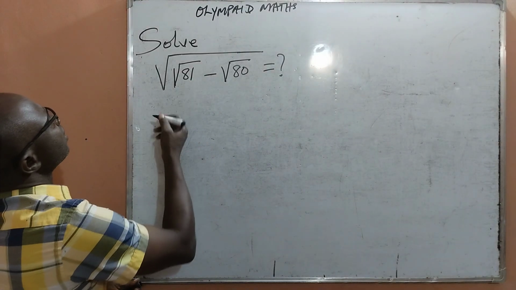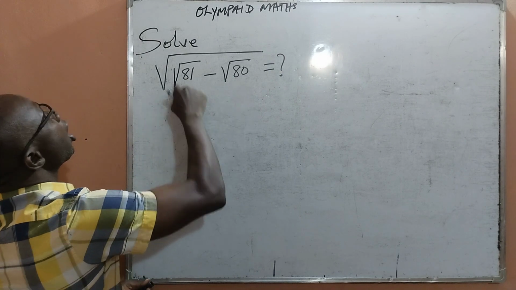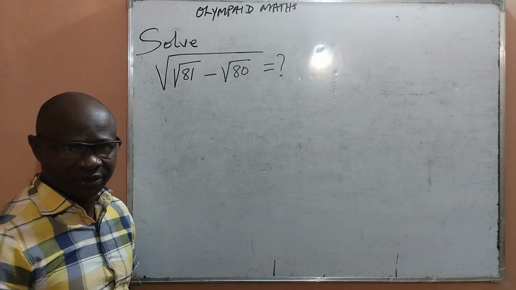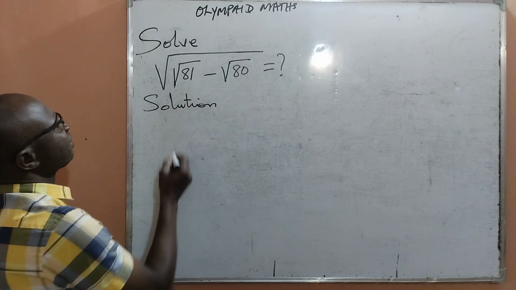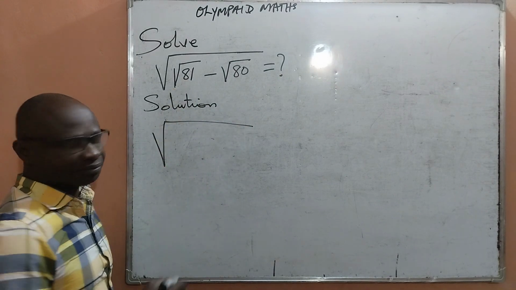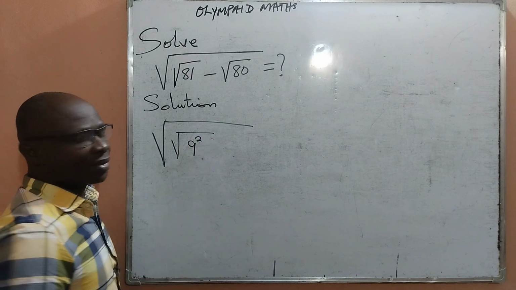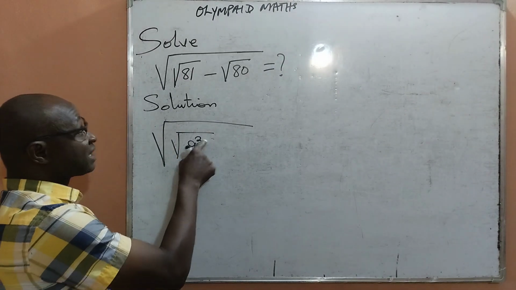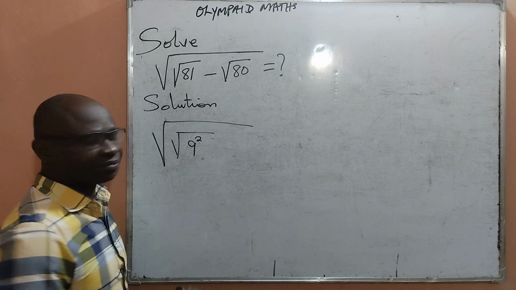Here we are given to solve the square root of 81 minus square root of 80, all in the bigger square root. To simplify it, we have no calculator. Now, to start with, I have my solution written. See with me that the square root of 81 is the same thing as the square root of 9 raised to the power 2, because 9 raised to the power 2 is 81. That means that 81 is 9 raised to the power 2.